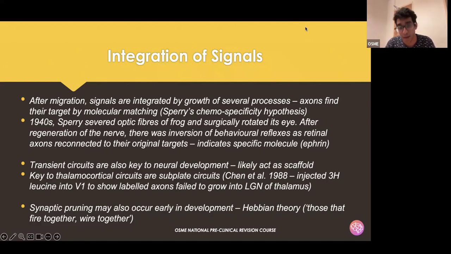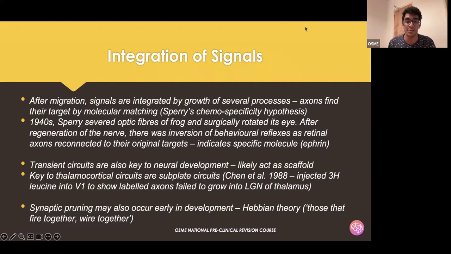So based on this, he hypothesized that the axon was growing towards a specific molecule that was being released. So a later experiment by a scientist called Bonhoeffer revealed that the specific molecule in this case is ephrin. However, that's more small print. It's more the idea that you have a chemospecificity allowing axonal growth.